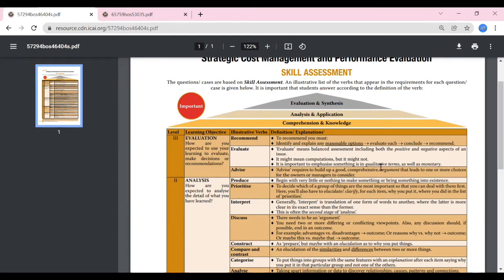That is, your answer should first have options. You should not directly jump to the recommendation. You should first have options. Then you need to evaluate each option. Then you need to conclude. And then you need to recommend. So this is the kind of flow your answer should have.